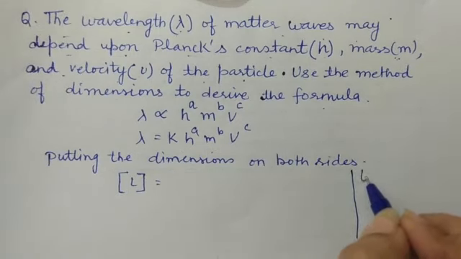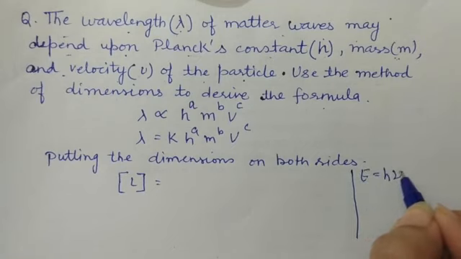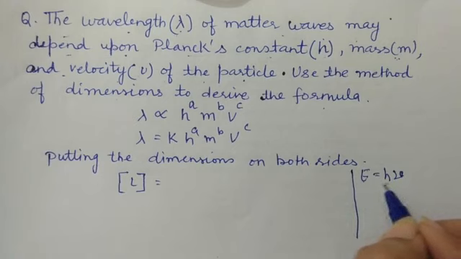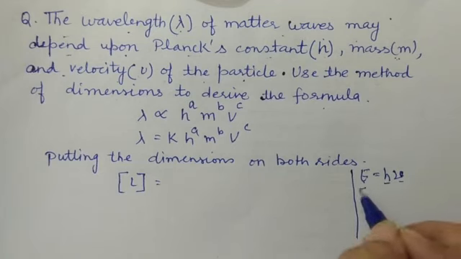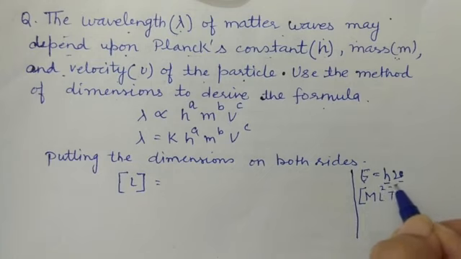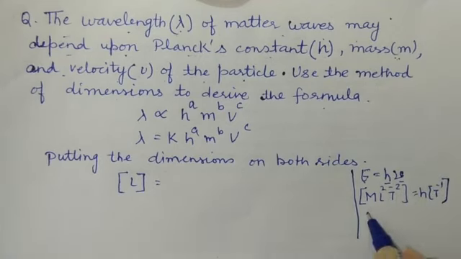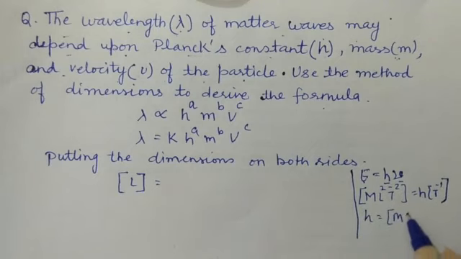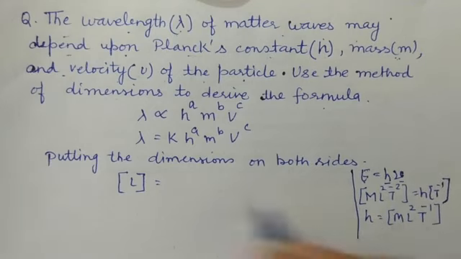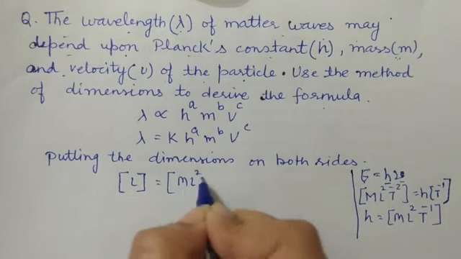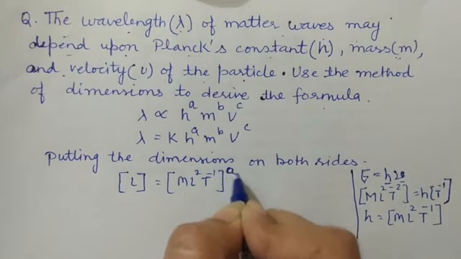I am explaining here. E is equal to h nu. This is the formula for energy of a wave. E is energy here, h is Planck constant and nu is frequency. So if I write energy, that is work, ml2 t minus 2 equals h times nu, which is t minus 1. So from here, dimension of h is ml2 t minus 1.